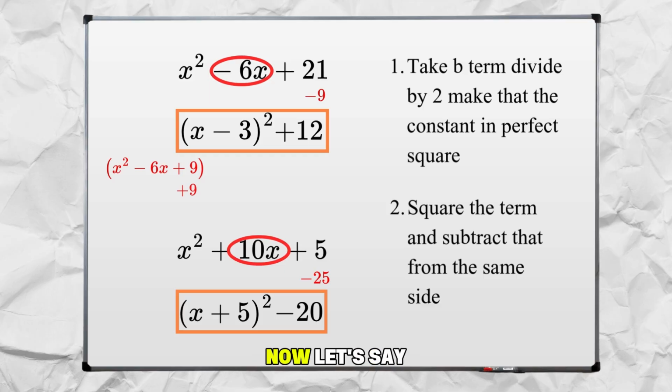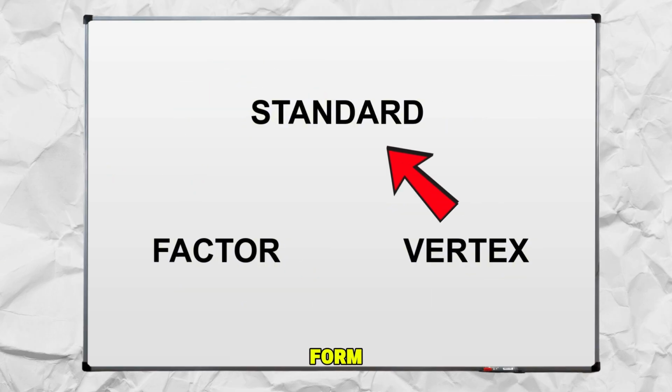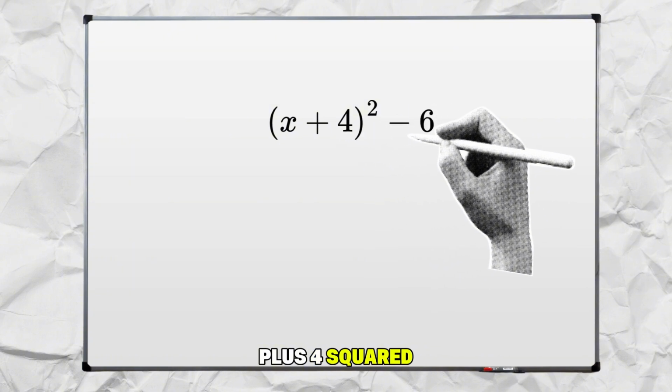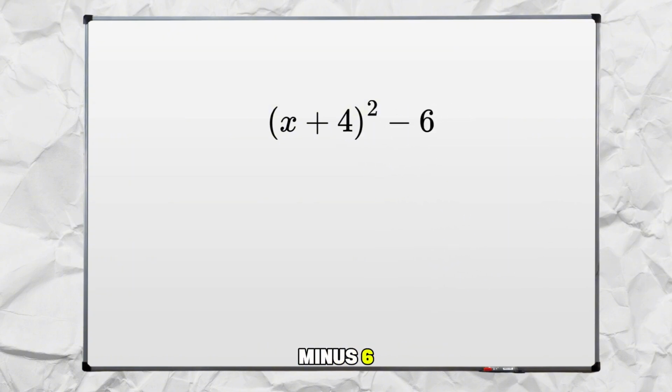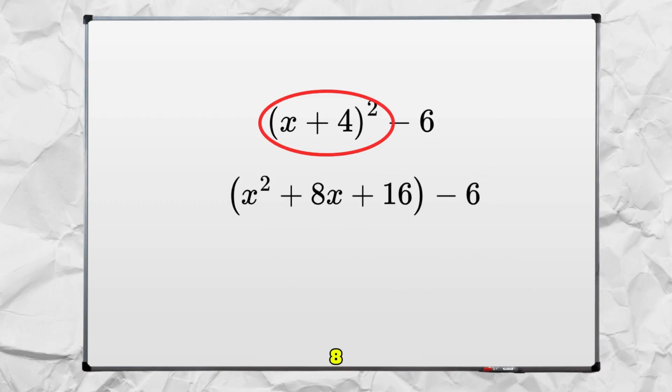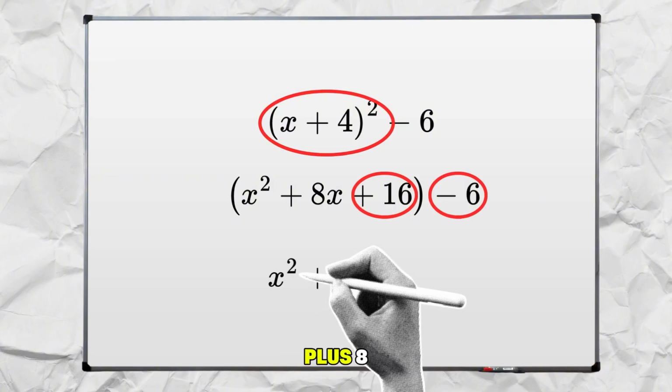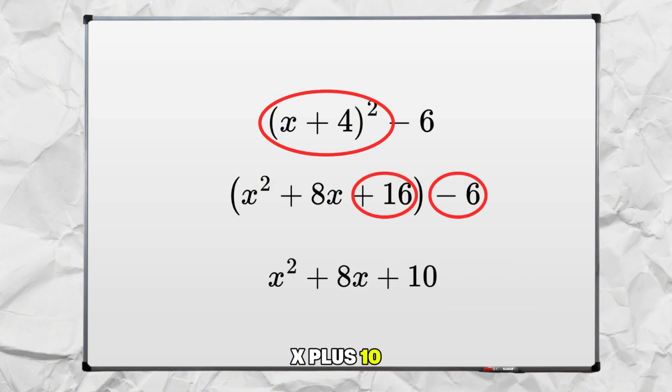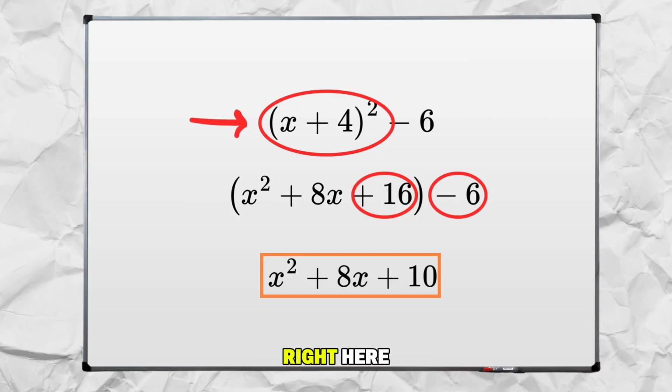Now let's say I'm going from vertex to standard form. I start off in vertex form. Maybe it's x plus 4 squared minus 6. All I'm going to do is focus right here on my perfect square. I'm going to get x squared plus 8x plus 16 minus 6, and then combine my like terms. So that's going to be x squared plus 8x plus 10. If this was the vertex form that I started with, now I am back in standard form right here.